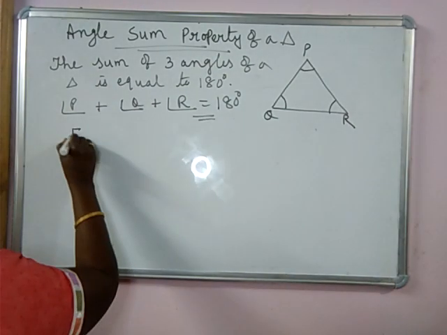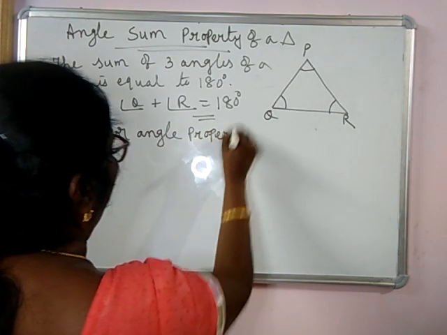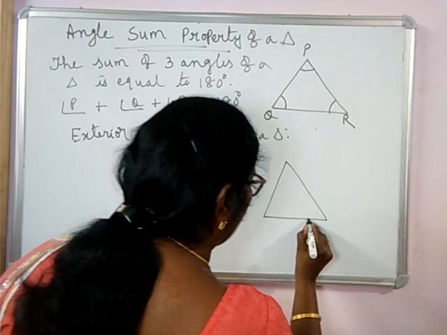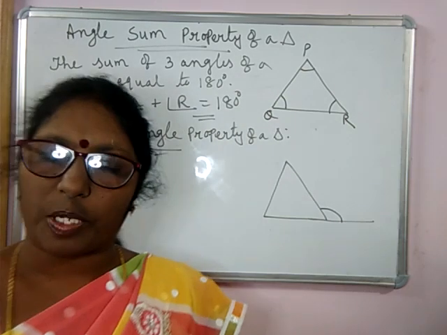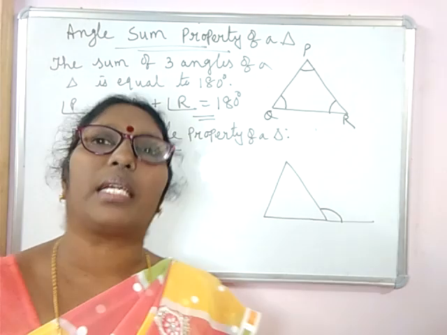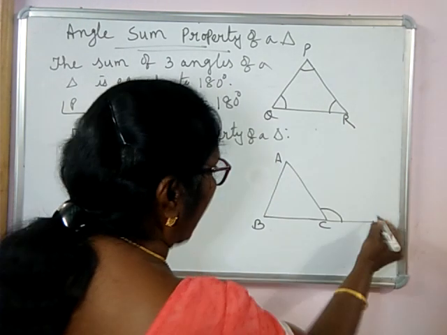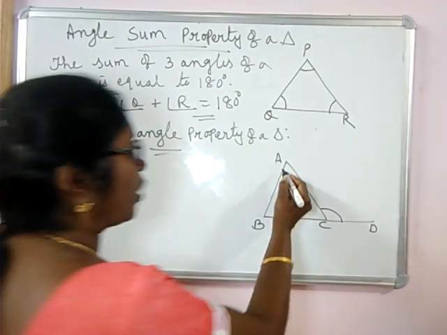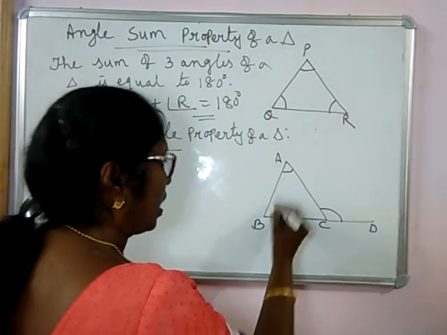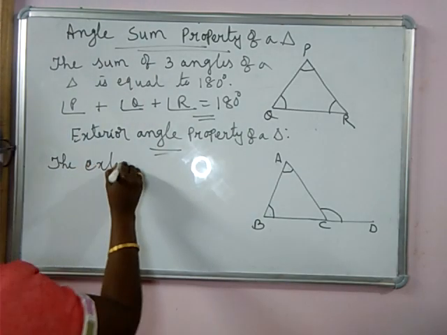Exterior angle means when a side of a triangle is produced, an exterior angle is formed. Exterior angle property of a triangle. Whenever we produce a side of a triangle, any side of a triangle, an exterior angle is formed. The exterior angle of a triangle is always equal to the sum of its two interior opposite angles. If this is ABC, if BC is produced up to D, angle ACD is the exterior angle. And we know that these three are the interior angles, but this property is exterior angle of a triangle is equal to sum of its interior opposite angles.